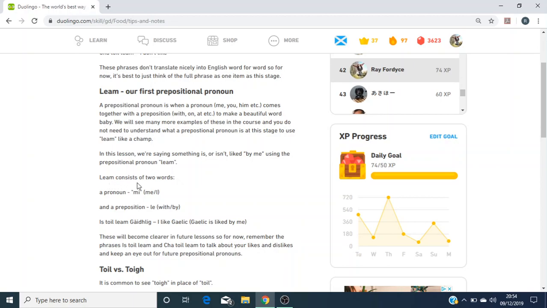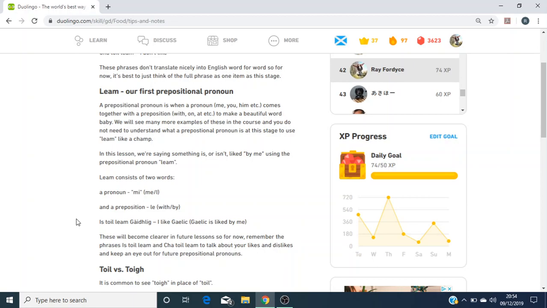Lem consists of two words, a pronoun, me, which is me or I, and a preposition, le, with or by. That's just what I was talking about. So is tu lem Gaelic. I like Gaelic. Gaelic is liked by me. There we go. So tul is to be liked. Okay, that makes sense.